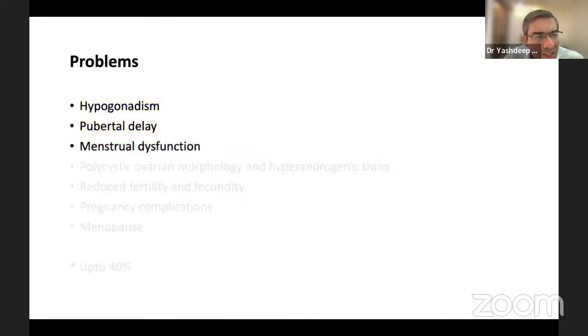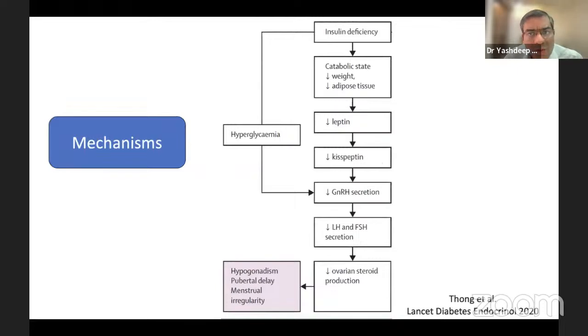So starting with the initial problems that a girl can face when they enter puberty: hypogonadism, pubertal delay, delayed puberty, and menstrual dysfunction. So why do they have this sort of problem? When they have an insulin deficiency, they have hyperglycemia, and simultaneously, due to utilization of alternate sources of energy like fat and protein, they go into a catabolic state, which results in decreased weight and decreased adipose tissue. And with decreased weight, they have decreased leptin.